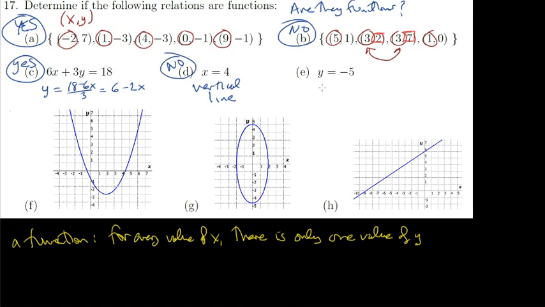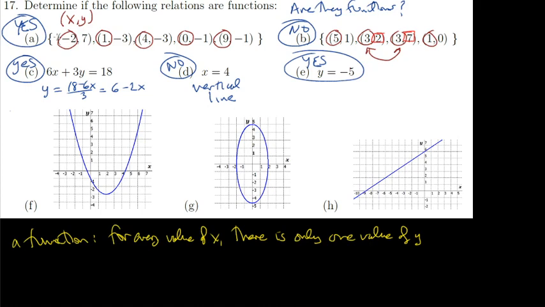E, however, is a horizontal line. Horizontal lines are functions. Every x has only one y. Right? So part E is yes. This is a function. Right? You have a lot of different x's, but the same y. That's okay. Right? What about part F?